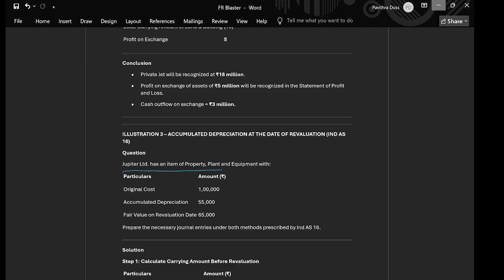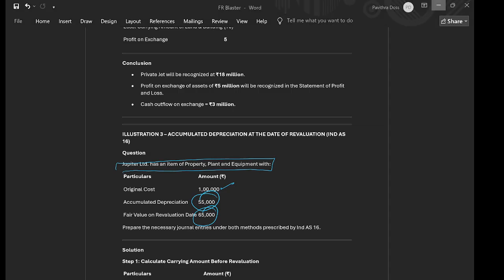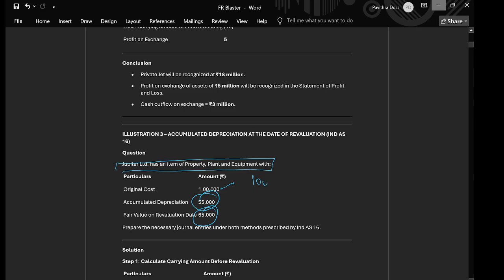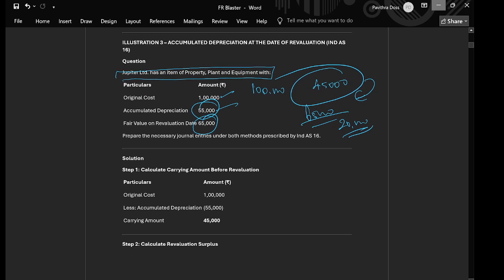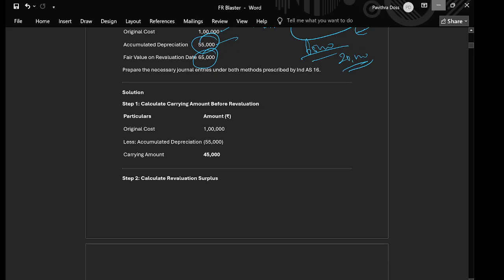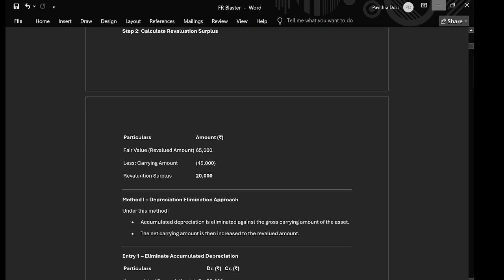Alright. Jupiter Limited has an item of property, plant and equipment with an original cost of 1 lakh, and the accumulated depreciation is 55,000, and the fair value on the revaluation date is 65,000. So the cost is 1 lakh and the accumulated depreciation is 55,000. What is the value of it? 1 lakh minus 55,000 comes to 45,000, which is the value we have now, and the revaluation value is 65,000, which means the gain that we have is 20,000. So this is what we are required to do. So the revaluation surplus is 20,000.